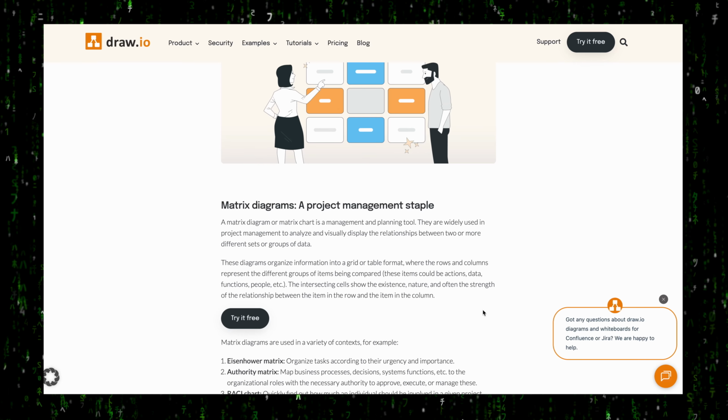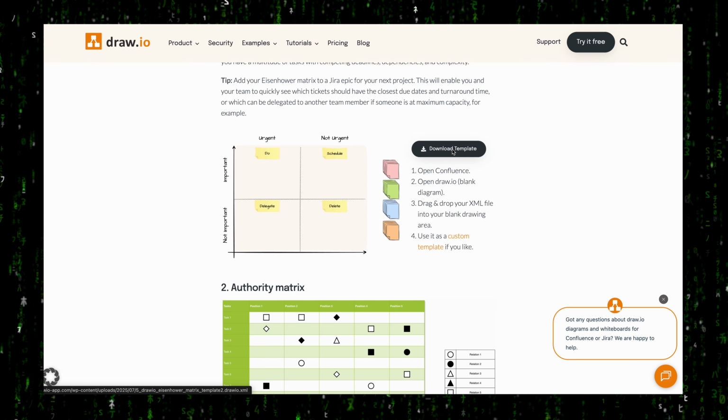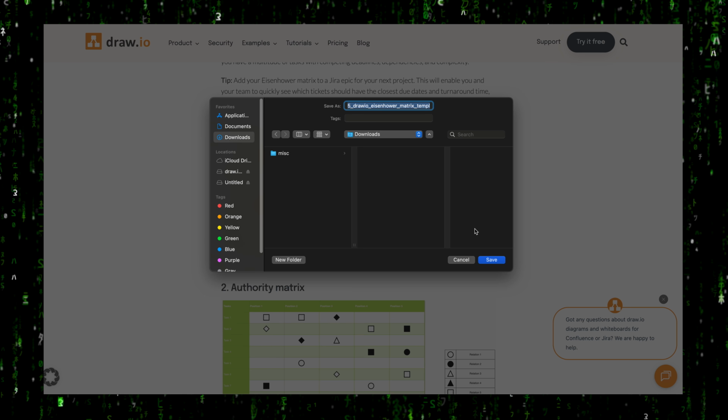The best part is you don't need a PhD to know how to build the matrix diagram. You can head to the blog post I've linked in the description, download these matrix diagrams as templates, and start using them right away.